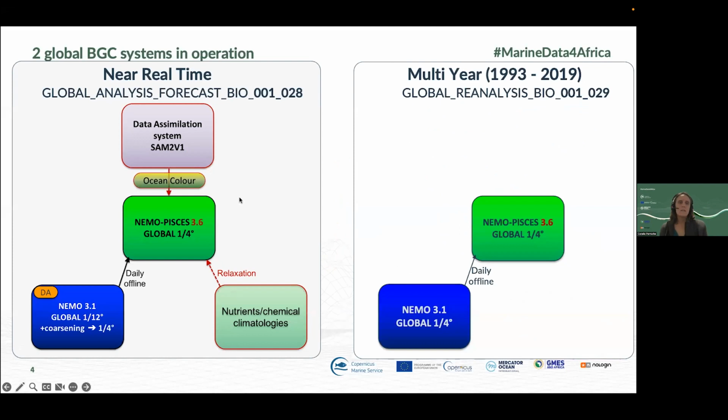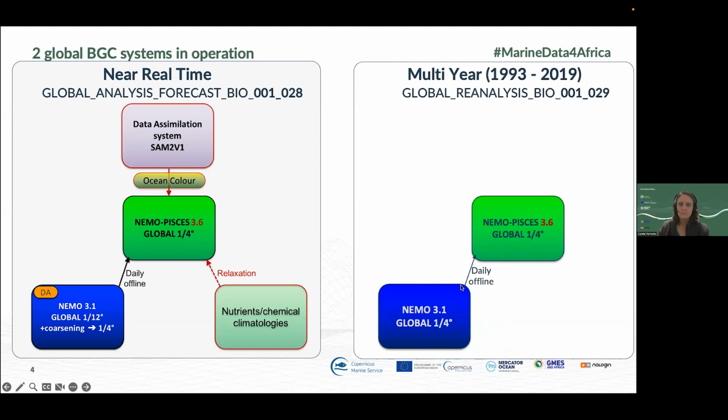So talking now about the global systems we have in Mercator, we have two systems on the Marine Copernicus web portal. On the left, you have the near real-time system, 128, and on the right, the multi-year system, 129. And it covers the whole period 93 to 2019. Both systems have common modules for the sake of homogeneity. They are indeed operating a NEMO-PISCES biogeochemical model in its 3.6 version on a global quarter degree grid. They are offline coupled with the NEMO physical model on a daily basis.